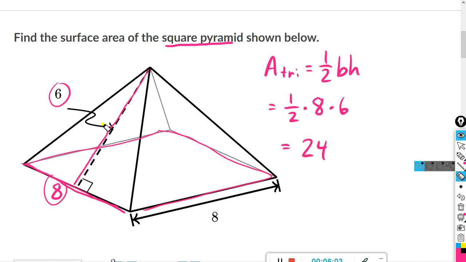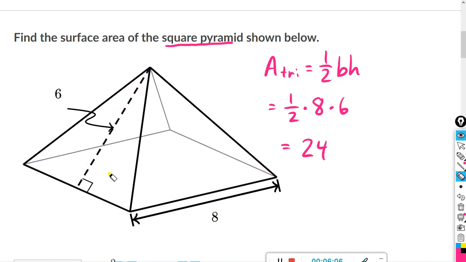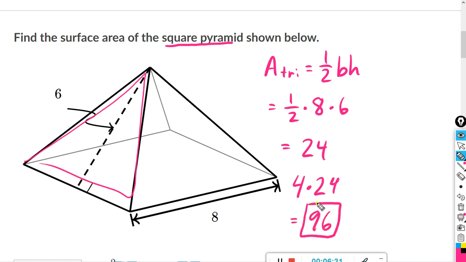Now, for that triangle, there's 4 of them, because it's a square pyramid, so there's one triangle for each side of the square. So there's 4 triangles that are the same. So I'm going to take the 24 and multiply that by 4. And 4 times 24 is going to be 96. So those are the 4 triangles.